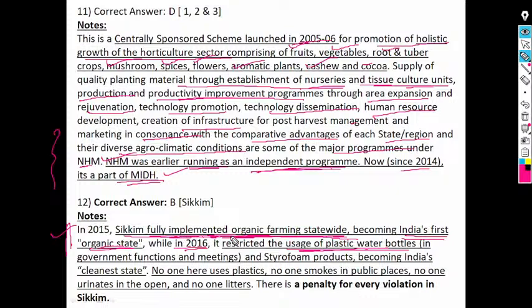In 2015, Sikkim fully implemented organic farming statewide, becoming India's first organic state. While in 2016, it restricted the usage of plastic water bottles in government functions and meetings, and styrofoam products, becoming India's cleanest state.